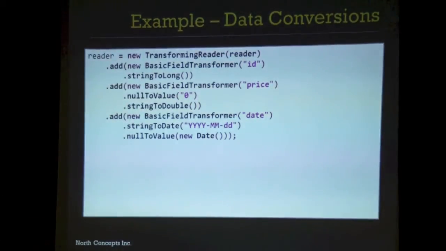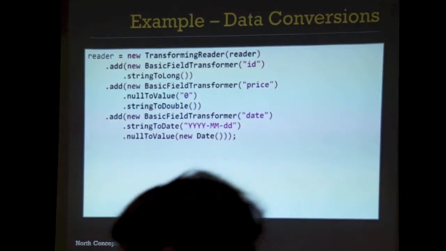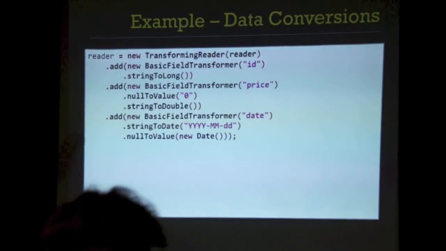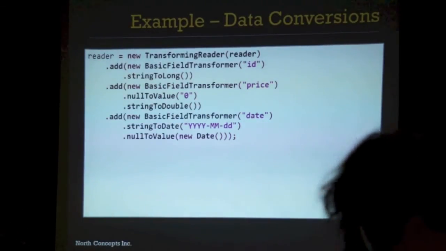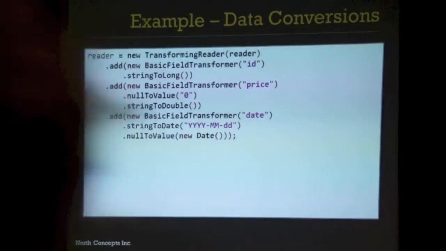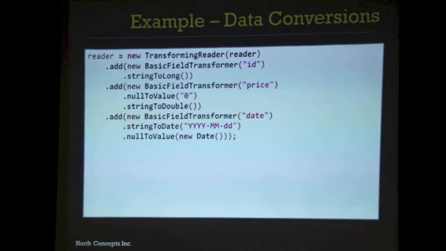So here's just a brief example. You can plug this into the XML example we had earlier. We create a transforming reader that wraps the original reader, and we say we want to perform some transformations on the ID field, and all you want to do here is convert strings to long. That's about it. The next field is price. If you get a null value, just convert it to a 0 string, and then convert all the strings to doubles. So at the end of the day, that price will be turned into a double.